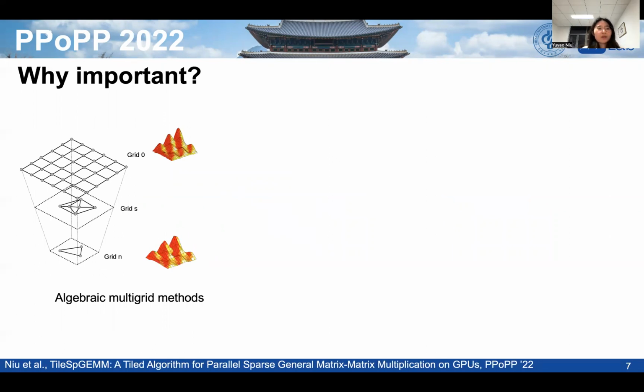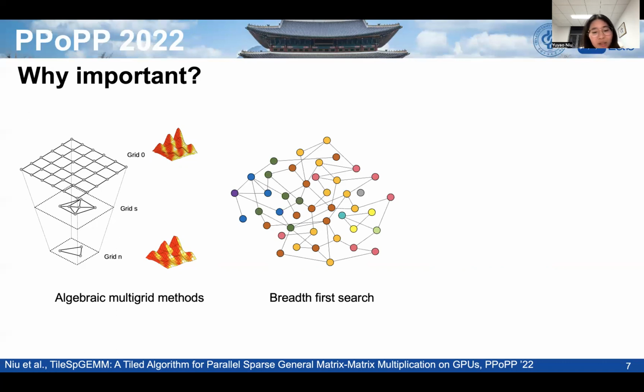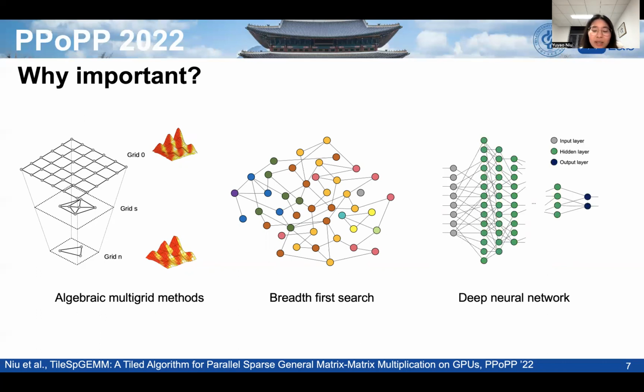Why we say that SpGEMM is very important is because SpGEMM is a very key kernel in Sparse BLAS, and it has a wide range of applications. For example, in sparse linear solvers, such as algebraic multigrid methods, and graph processing, such as breadth first search, and it can also be applied to machine learning, such as deep neural networks.